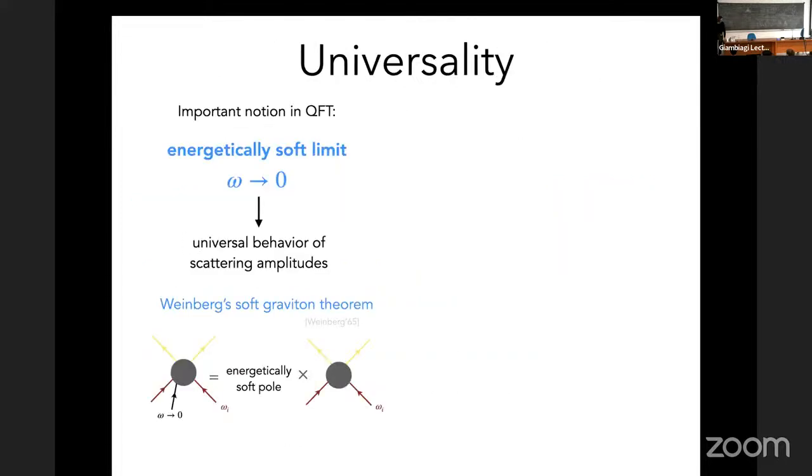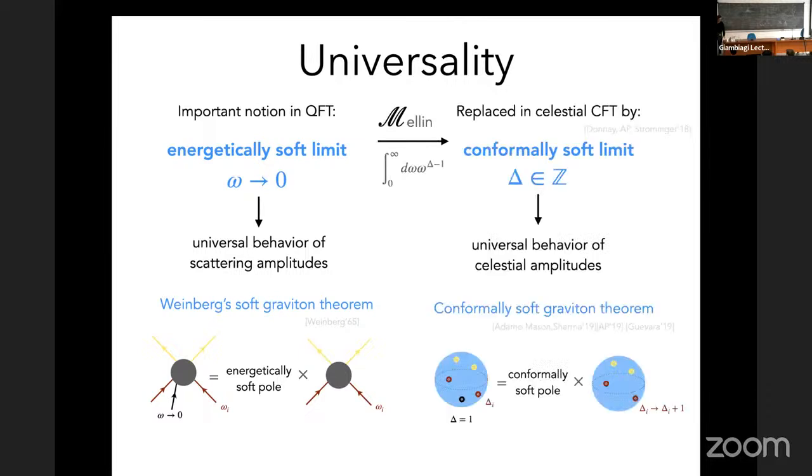Okay, so now let me finish this part of the talk by saying something about the universality, which has to do with the low energy sector of the theory. As you well know, an important notion in QFT is that of the energetically soft limit, which gives a universal factorization property of the amplitude when the energy of an external massless particle is taken to zero. Now we're integrating over the energy, so we lose the notion of an energetically soft limit, but we can introduce the notion of a so-called conformally soft limit.